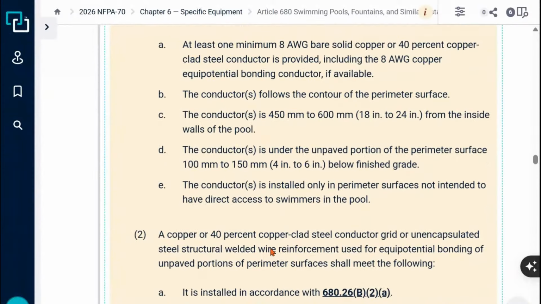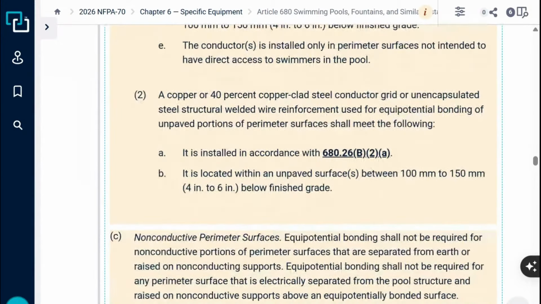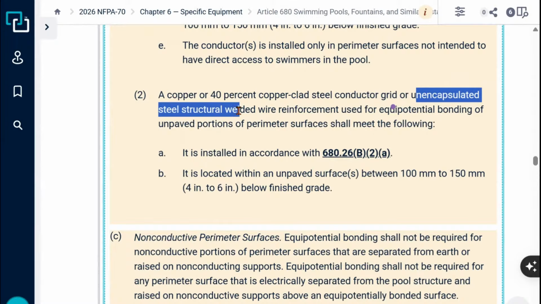Let's have that language again. Yep. To see the wire mesh. Okay, here. So we can use the wire, or unencapsulated steel structural welded wire reinforcing. That's what I'm saying. Mesh. So it could be the wire, but really it's not the single wire. Very limited pieces of that. Yep. Could be the copper. So you're going to be doing your grid, or your concrete, or it's unencapsulated steel welded wire reinforcement. And again, we're in an unpaved area.